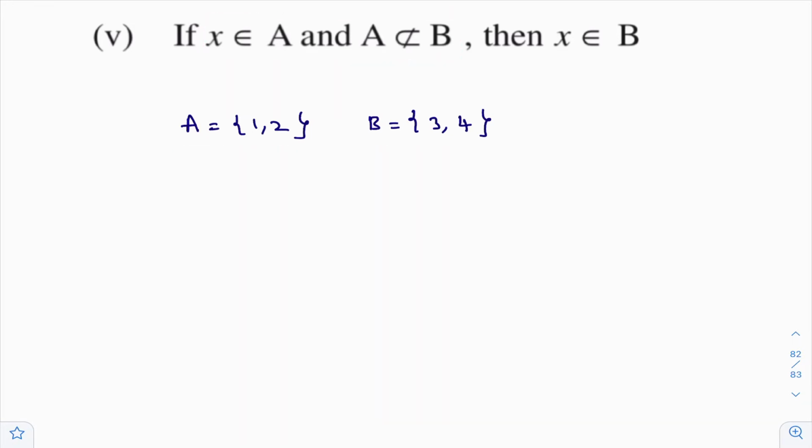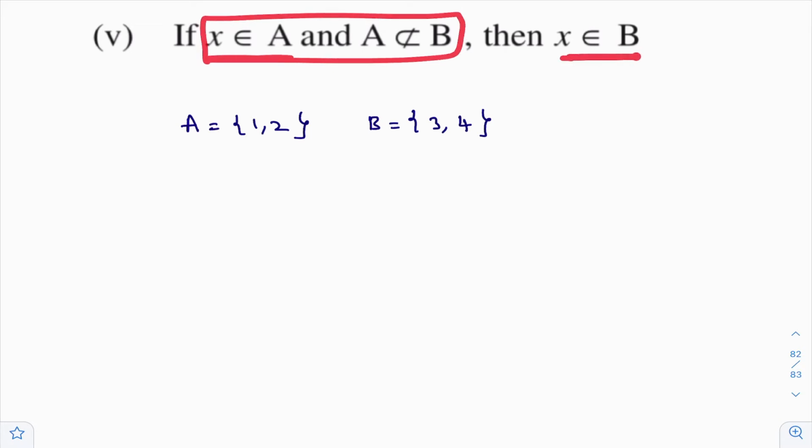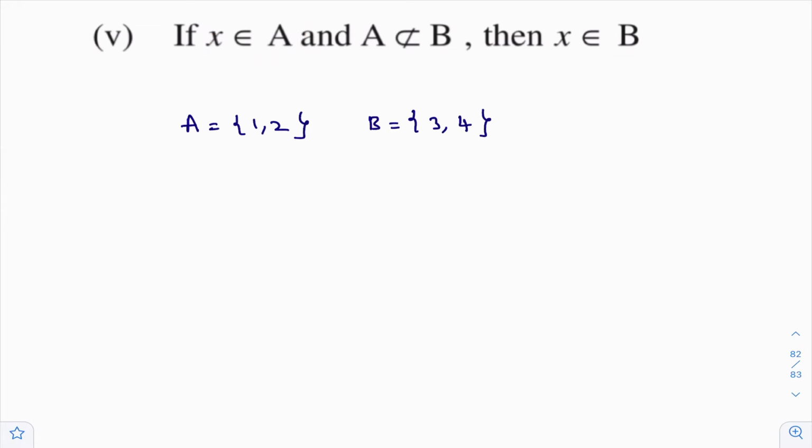Here X belongs to A means one element is there. A is not a subset of B. Main thing is this one. You can observe A is not a subset of B. If X is there in A and these two conditions hold good, then X belongs to B, they are saying. You take one element from set A. Suppose I will take 1. 1 is there in set A, and you can see here A is not a subset of B. That means this condition holds good. Now is 1 there in B?